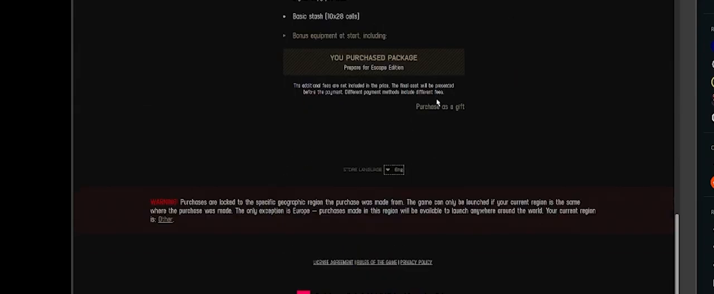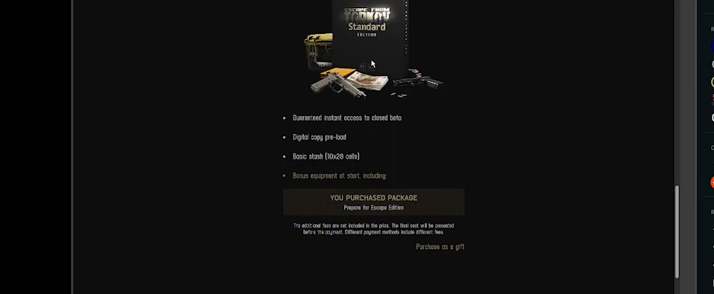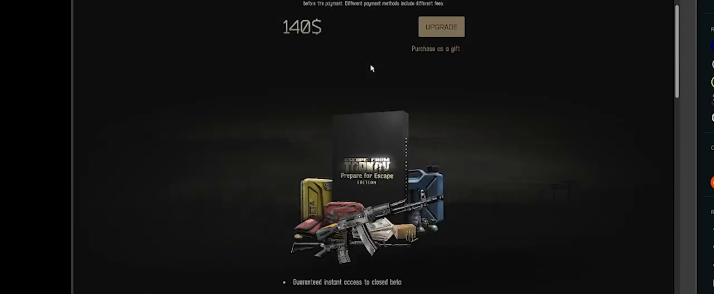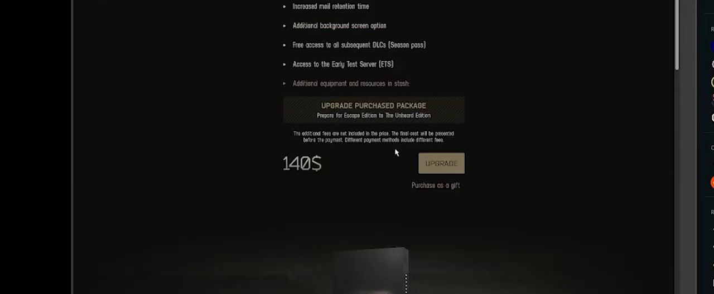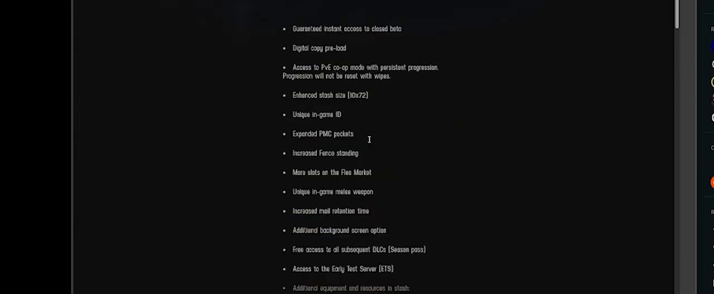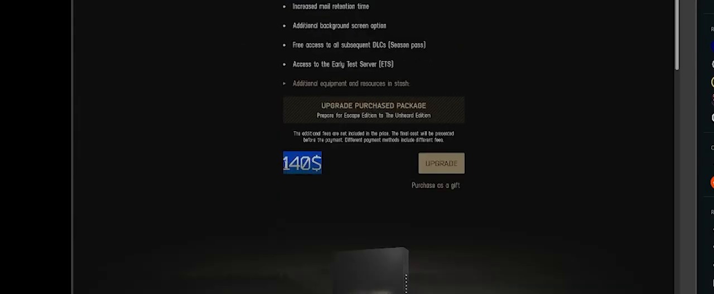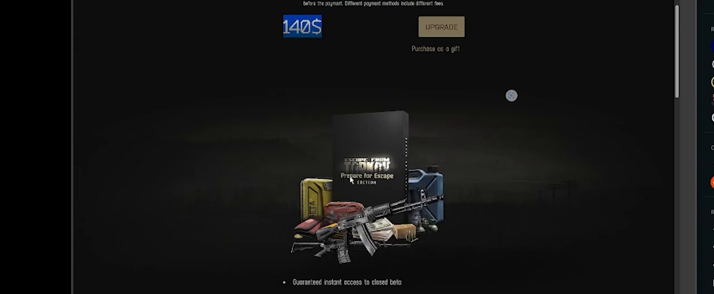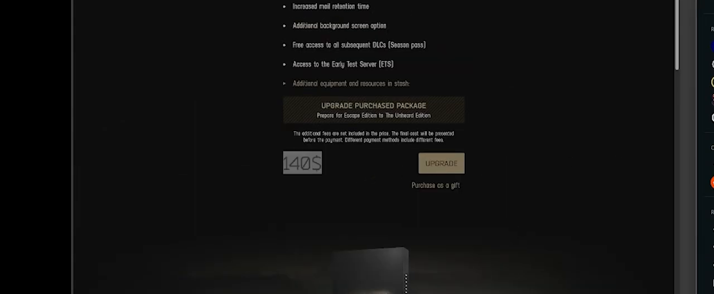And it cost 120 bucks still. I think because I bought the standard on accident. And then EOD was removed the same week I wanted to upgrade, so I bought Prepare to Escape thinking it was EOD. Well, look at that. 140 bucks if you have Prepare to Escape. And 250 plus tax if you don't have anything. That's insane.